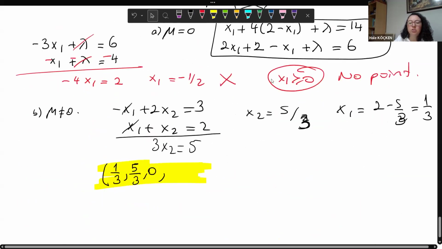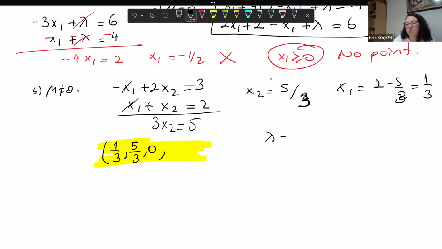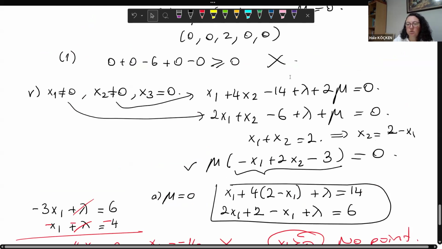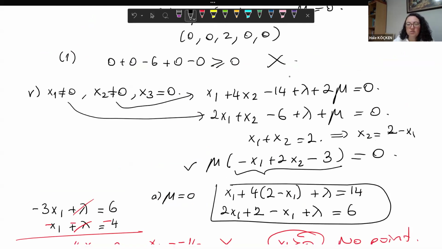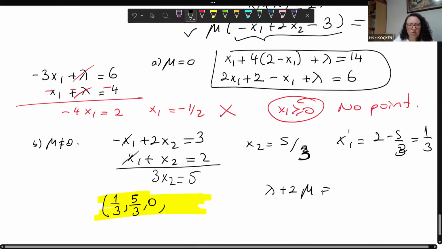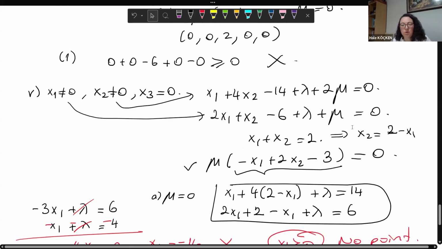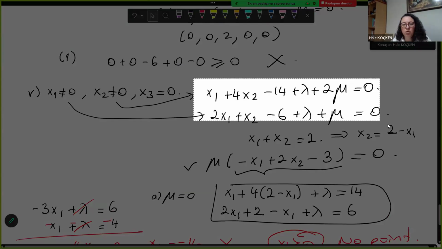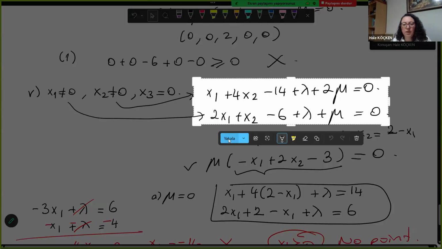No. From the first equation, I will write lambda plus 2 mu is something. What is that? Let me calculate. What was x1? I forgot it. Let me copy the upper part here. I will use the first two to find my lambda and mu.